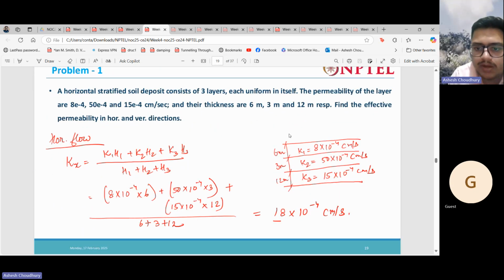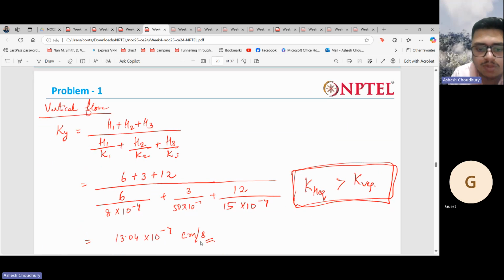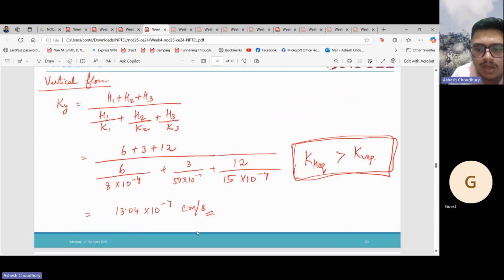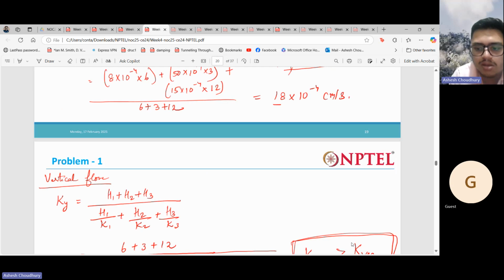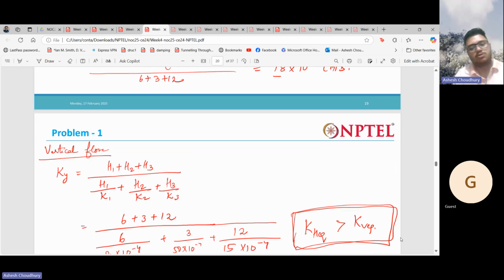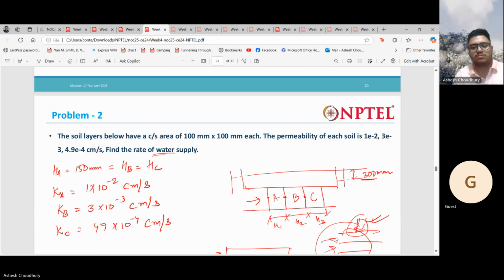So, we have a layered soil here. We're asked to calculate the effective permeability in the horizontal and vertical directions. So we have different thicknesses of soil, and different permeability of each layer. We calculated the horizontal flow, what will be the effective permeability, and then for vertical flow, what will be the effective permeability. So you can see here that the horizontal effective permeability is always greater than the vertical effective permeability. Okay, so this is always true, right? This is always true.